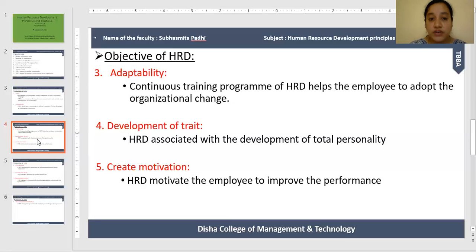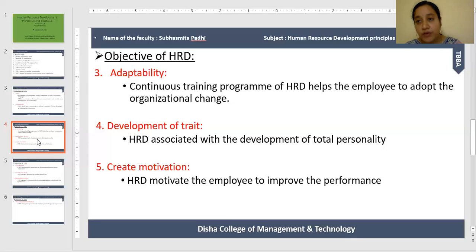Next objective of HRD is to create motivation. The main intention of HRD is to improve the performance of the employees by developing their skills, knowledge, and abilities. So its main intention is to motivate the human resource also. For what purpose does it motivate the human resource? It motivates the human resource to exert a high level of effort, so that the organization's productivity is improved and the organization is able to produce good qualitative goods at less cost.